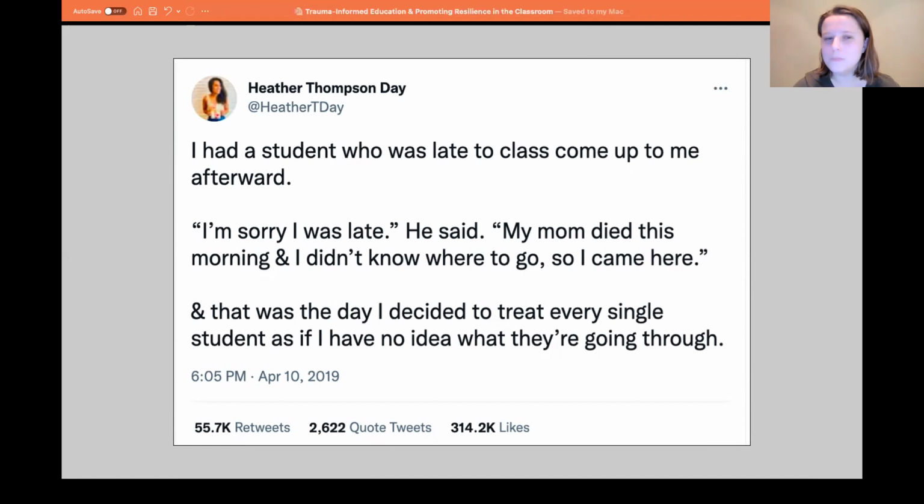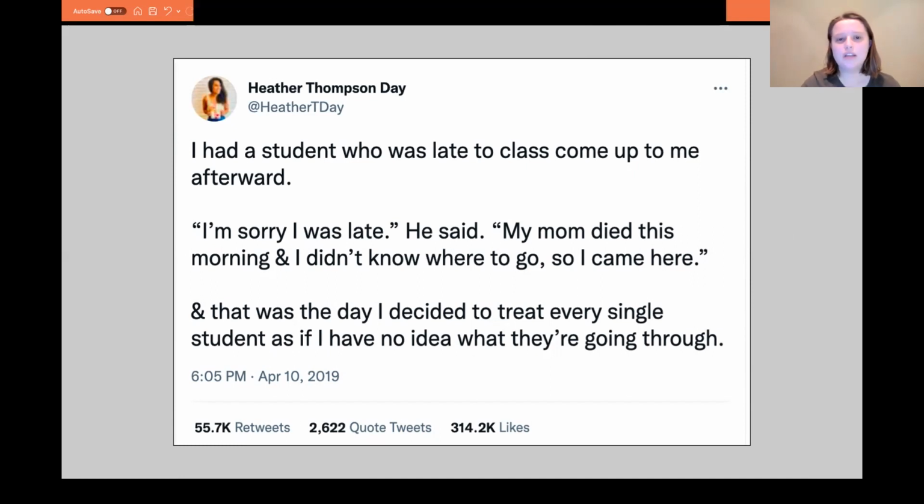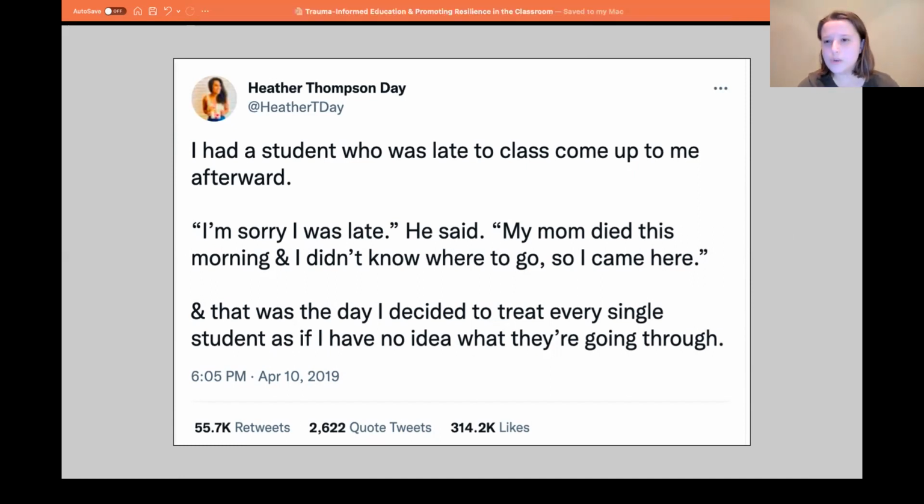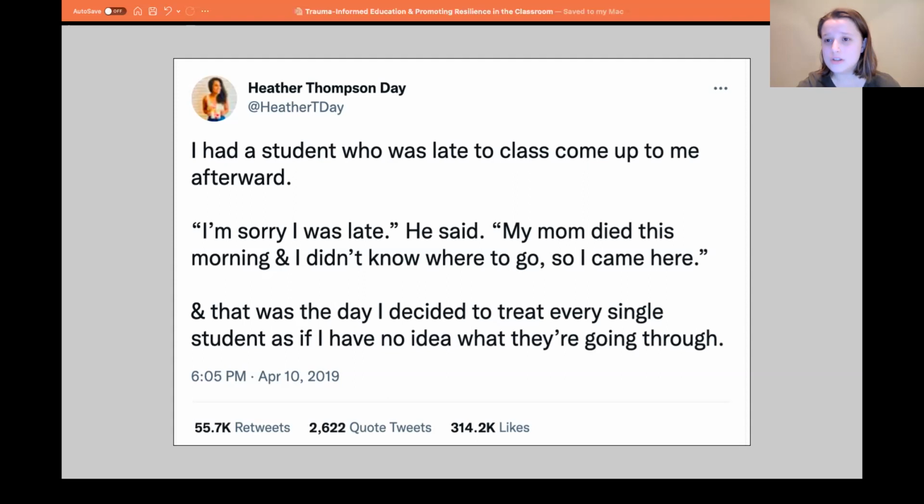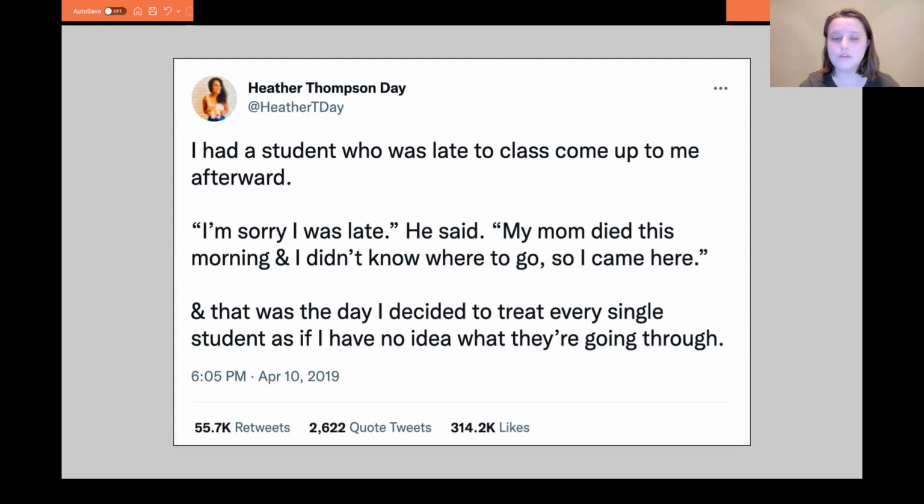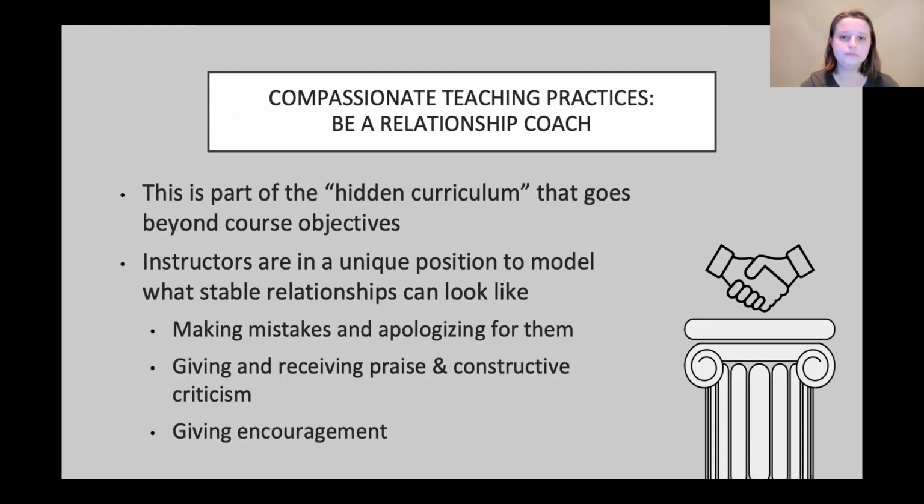So you can imagine in her position, what if she would have berated that student coming in? That would have just made an awful situation even worse for them. And that probably could have really ruined that relationship that that student had with her. So, very powerful example of what we're talking about here.